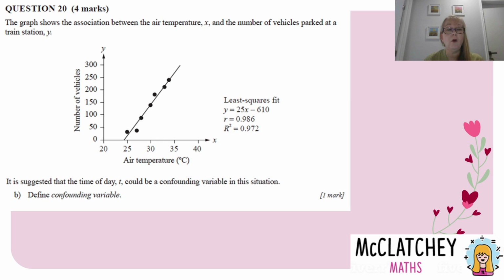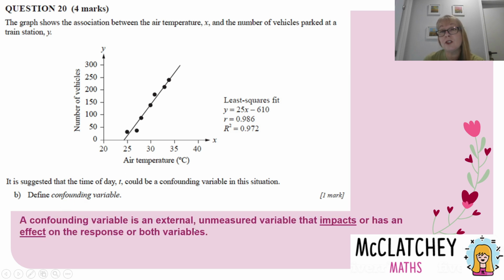So this whole thing about the air temperature, yes, we would see as the day progresses, the day gets hotter, and as the day progresses, more people are parking at the train station. But the air temperature is not what's actually having the effect on the number of vehicles. It's a confounding variable in this situation. It's actually the time of day that's not being graphed, and it's the time of day that's what's causing both of these to increase.